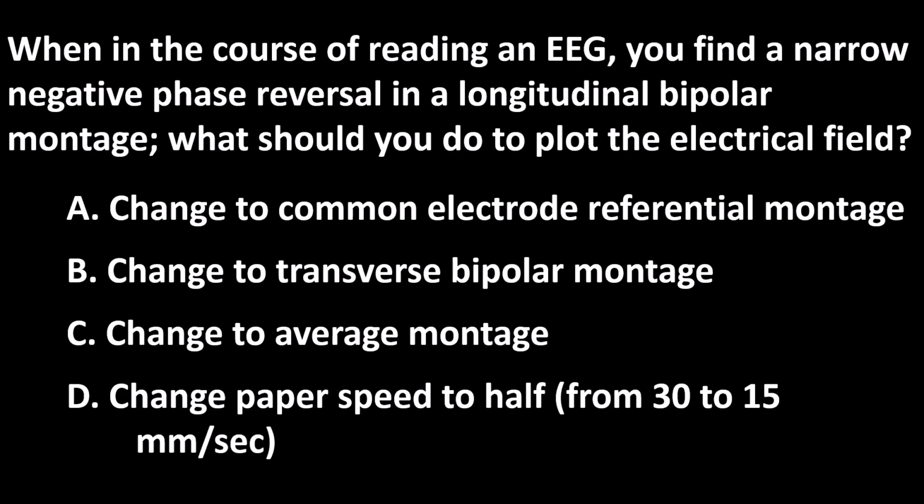A. Change to common electrode referential montage. B. Change to transverse bipolar montage. C. Change to average montage. D. Change paper speed to half speed, that is, to go from 30 to 15 millimeters per second.